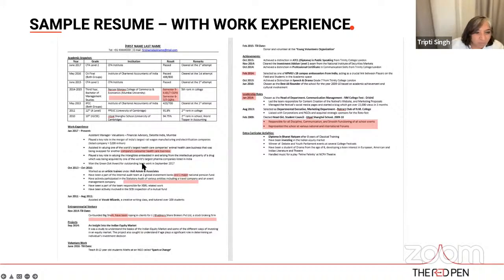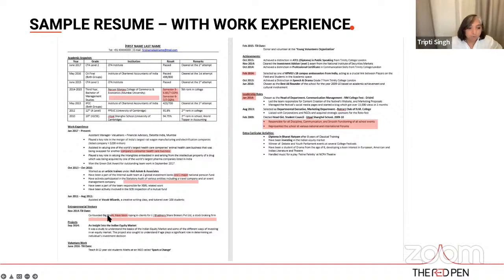Won the Green Dot Award for Outstanding Teamwork in September 2017, right? So again, the date can be aligned. It doesn't need to go just here, it can be somewhere hidden in the middle, right? This was a good thing, of course, that the person gave some quantification of the project that happened.